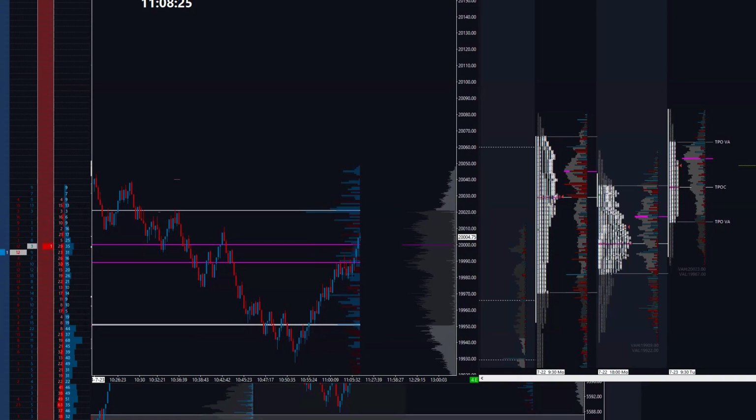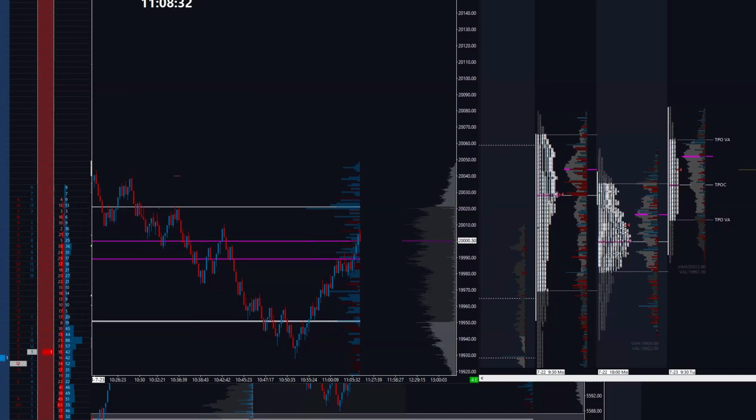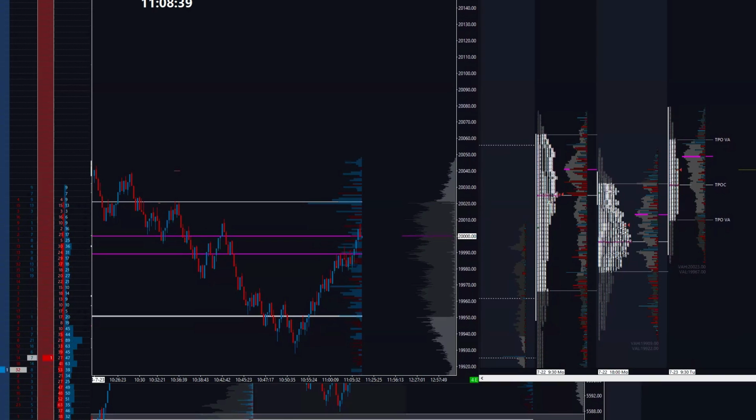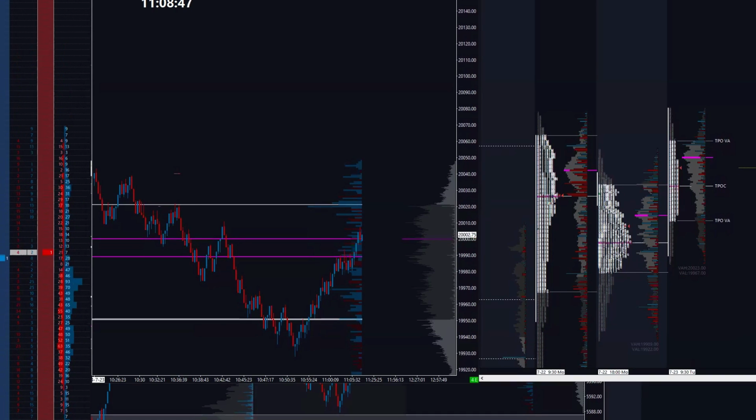I want to find something that's very obvious, either in past areas that might have created some kind of imbalance based on the delta, or based on distributions. But if I'm looking solely at the DOM right now, we are trying to pull down a little, but the sizing on the sell isn't that significant. And every time we pull down, you'll see that a buyer tries to step into these moves.